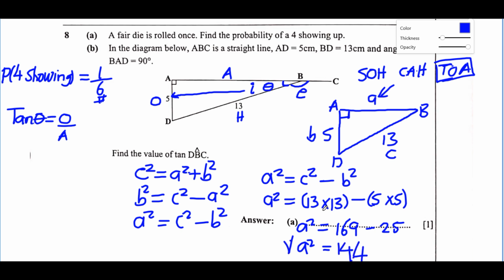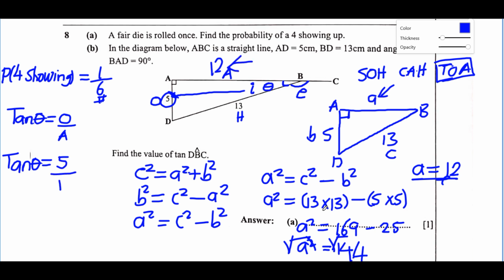We need to take the square root of this and also here. So A is equal to the square root of 144, which is 12. So here we have 12. So we can now go back to our trig ratio. So we have tan of theta is equal to, opposite is still 5, adjacent we have found it to be 12. So remember, tan ABD, so the inside is 5 over 12.